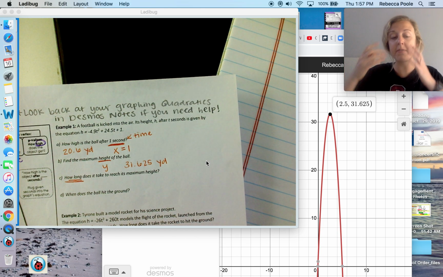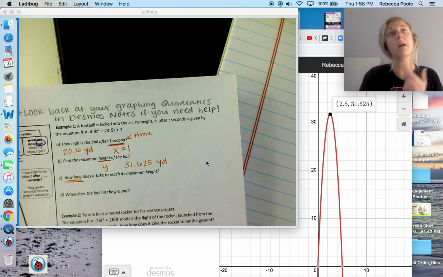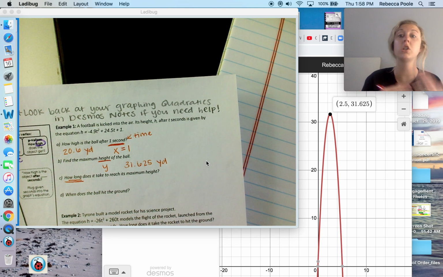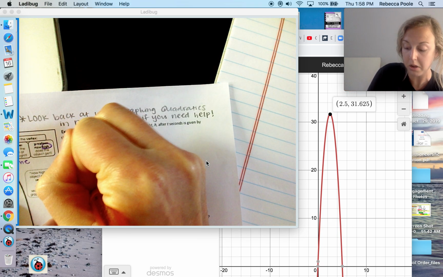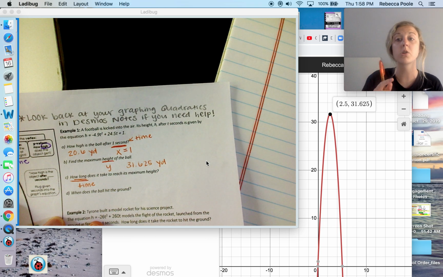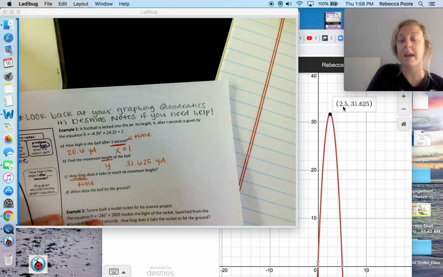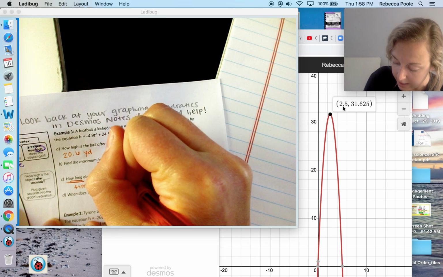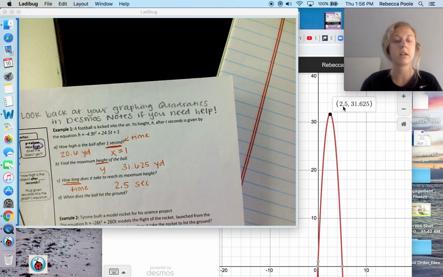Okay, if I ask you how long something is though, like how long does it take you to get ready? How long did you stay up last night? How long did it take you to do your math work? You're going to give me a time. So this phrase, how long, indicates time, which means we're looking for the x value. So how long does it take to reach the max? 2.5 seconds, because the problem told us we were doing seconds for the time value.